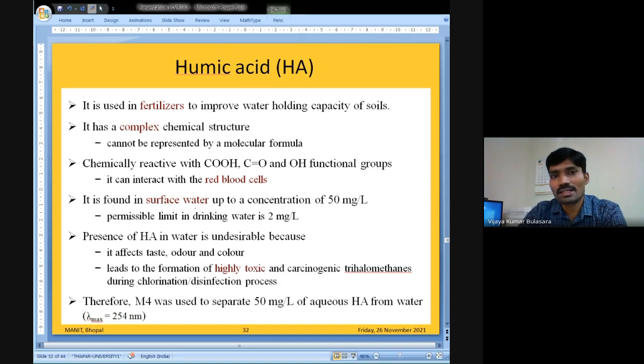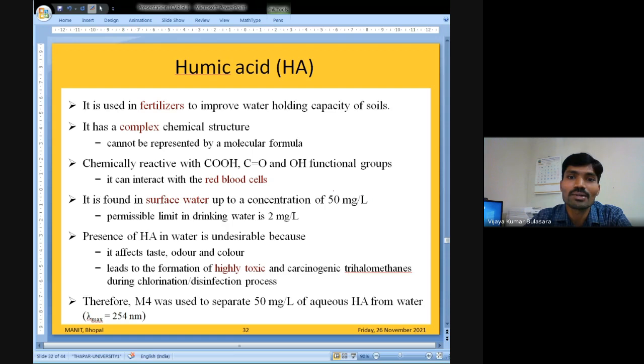Now coming to the applications, we use this membrane for two different applications. One is the separation of humic acid. Humic substances are also used in fertilizers due to their water holding capacity, and they have a complex chemical structure. They are chemically reactive because they contain functional groups like COOH and OH. They can interact with red blood cells. It is also found in surface water up to concentrations of 50 mg per liter. However, the permissible limit in drinking water is only 2 mg per liter.